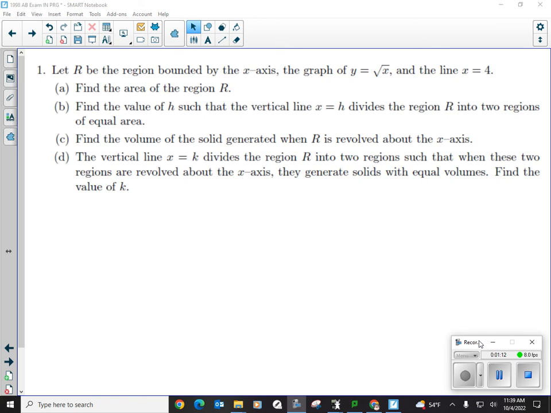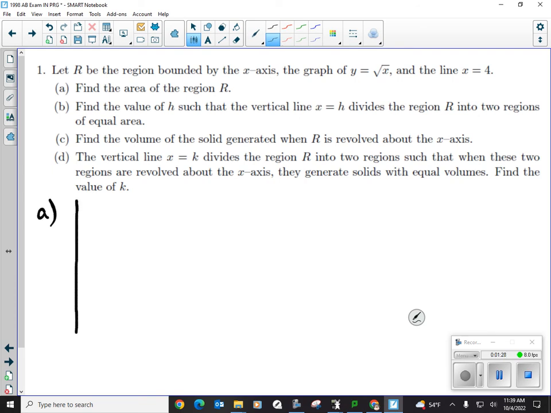Problem 1: let R be the region bounded by the x-axis, the graph of y equals the square root of x, and the line x equals 4. Okay, so I like to sketch, when possible. So we'll talk about part A here. 1, 2, 3, 4. Yep, 4. Here's your 0, here's your 0 on the y. 1, 2. Put some dots here. 1, 1. At 4, the square root of 4 is 2.